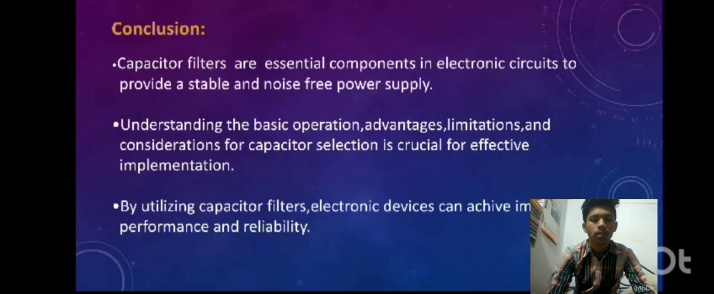And then finally the conclusion: capacitor filters are essential components in electronic circuits to provide a stable and noise-free power supply. Understanding the basic operation, advantages, limitations, and considerations for capacitor selection is crucial for effective implementation. By utilizing capacitor filters, electronic devices can achieve improved performance and reliability.